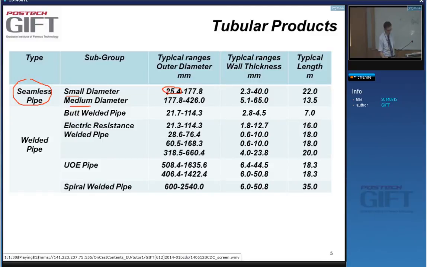You probably wonder why you have these crazy numbers here. That's because the numbers come from inches, for tubular products, and so I put them into millimeters. So up to 400 millimeters, thicknesses 2 millimeters up to 60 millimeters, and lengths of about 20 meters. That's a typical maximum length that you can get in terms of products.